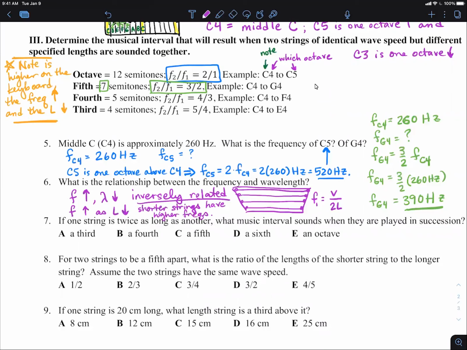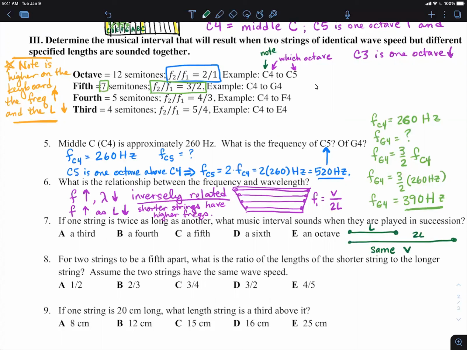Okay, so now number 7. If one string is twice as long as another, so we have a string of length L, and another twice as long, so a string of length L and then a string of length 2L. Same V, same wave speed V. If I pluck one and then the other, what musical interval will be sounded?